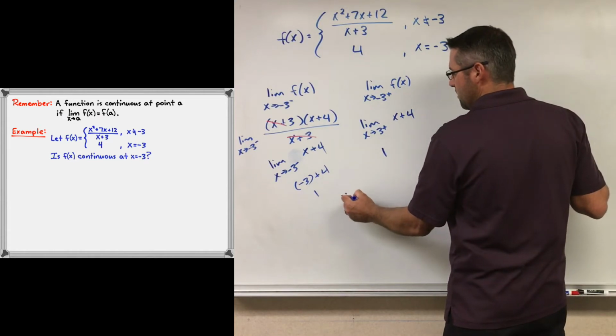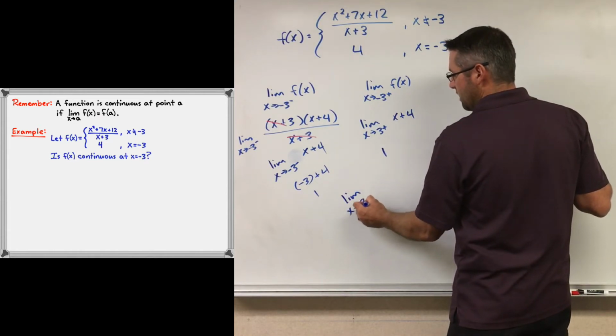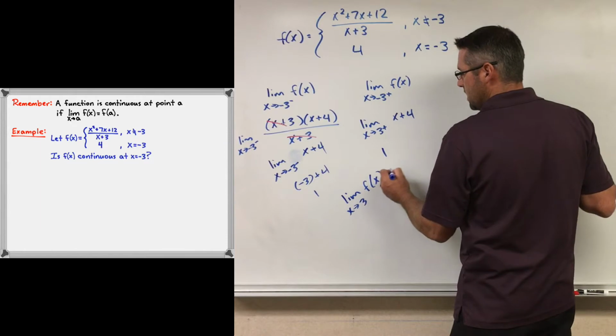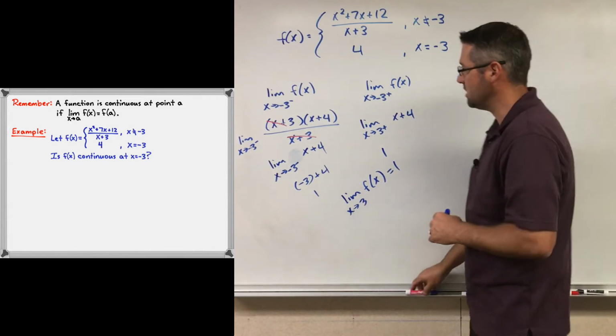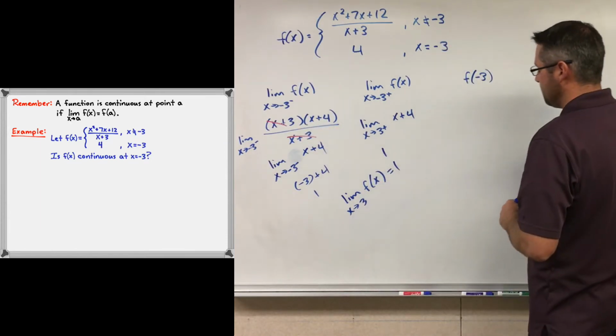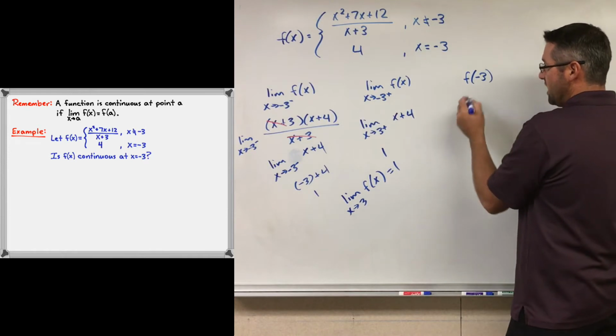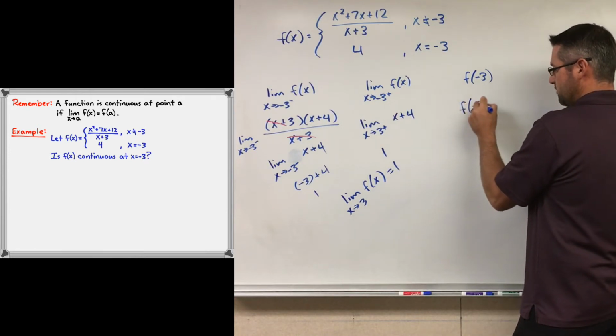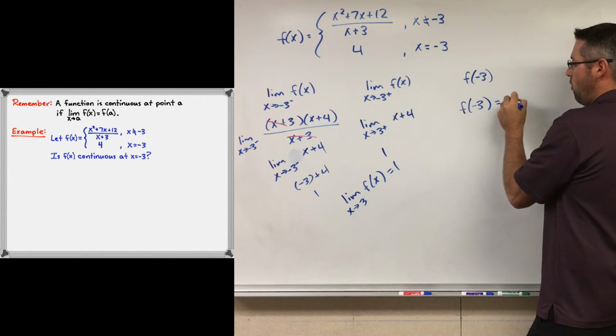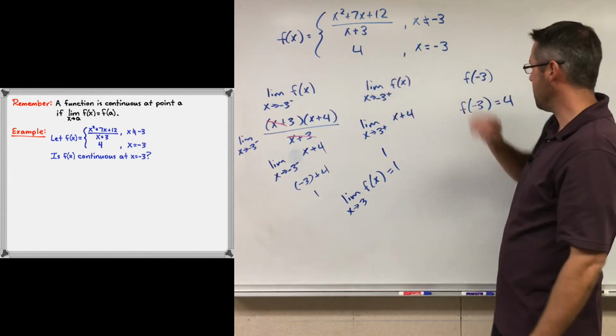So we can say the limit as x approaches negative 3 of f of x is 1, and that is because the left-hand limit matches the right-hand limit. For the other one, f of negative 3 is equal to 4, because that's just the value at that point.